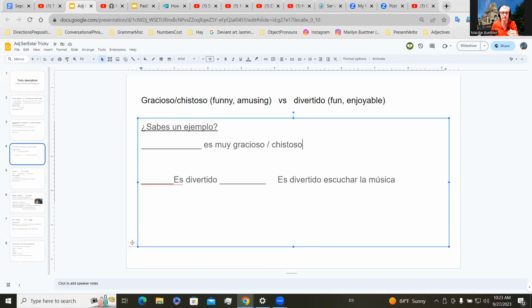Hoy a las dos veo a mi amiga. I'm seeing my friend. In English, simply see my friend. En español, veo a mi amiga. Who am I seeing? My friend. She is the object. She is not doing the seeing. I'm doing the seeing, veo, right?